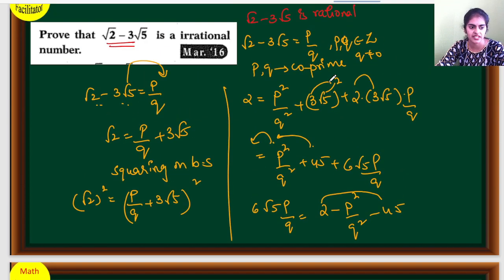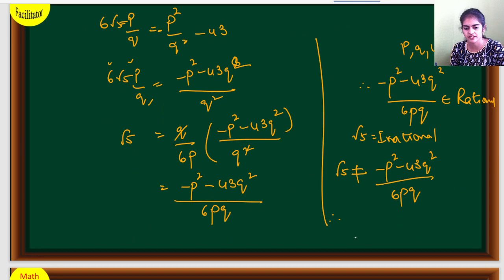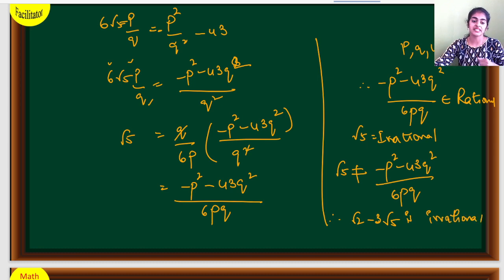What is the first step? You have taken root 2 minus 3 root 5 as rational. So therefore root 2 minus 3 root 5 is irrational. Did you understand? The same model repeated so many times.